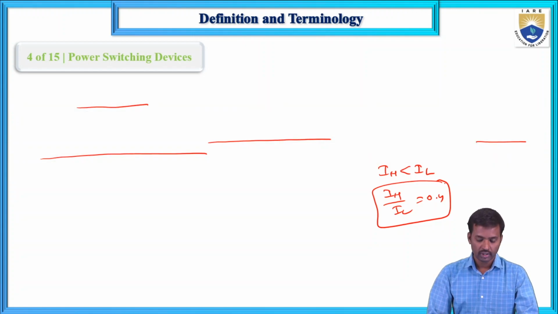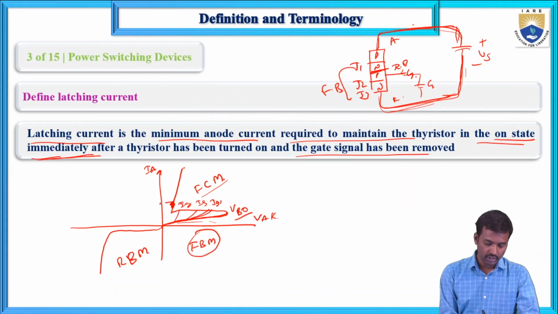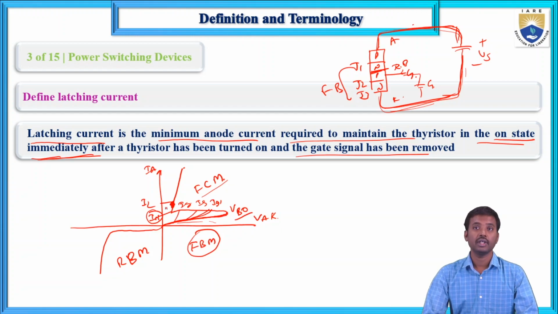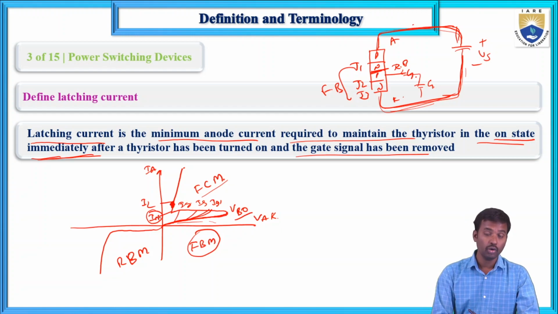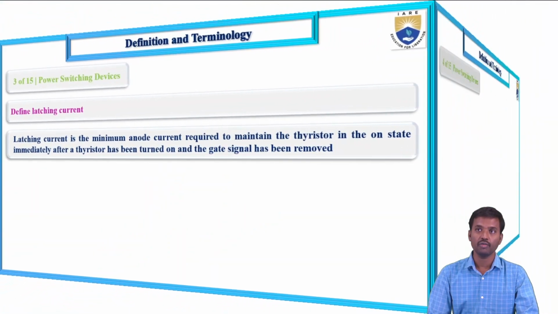So this one is the latching current and this one is the holding current. Holding current is always less than the latching current. So if the anode current falls below the holding current, the device must turn off. That is the turn off method.